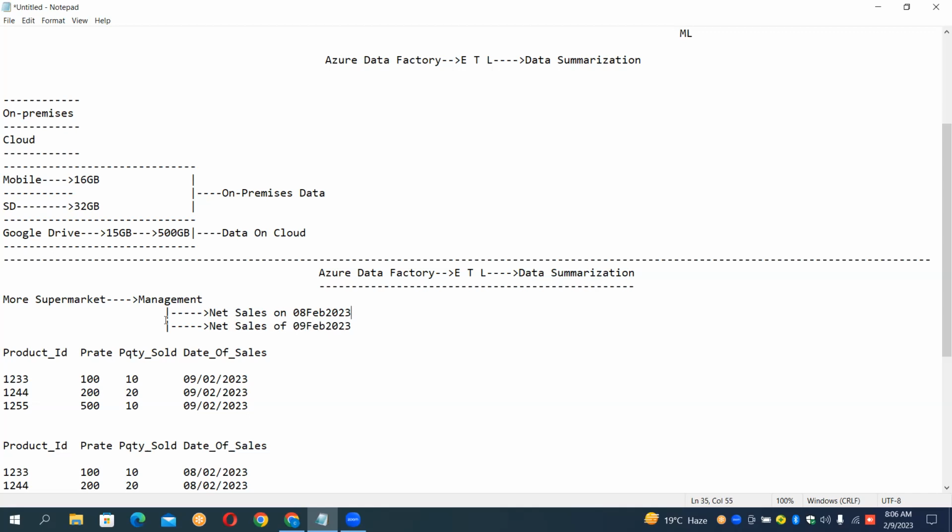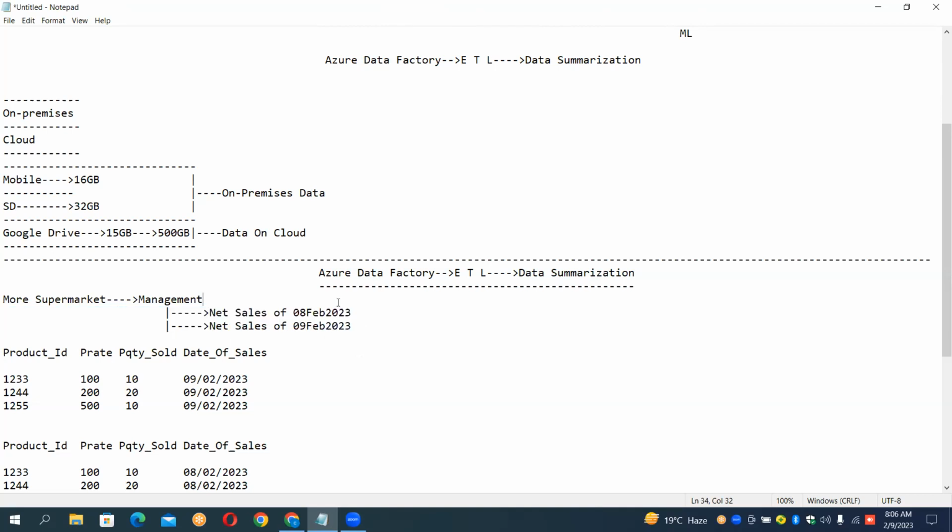They want the net sales of 8th February and 9th February. Like this. So now, this is the requirement of the More Supermarket.